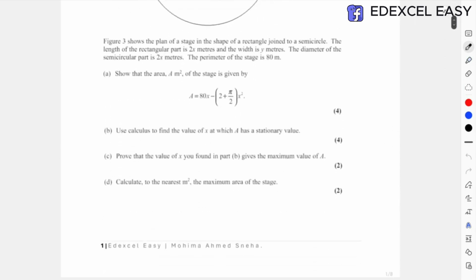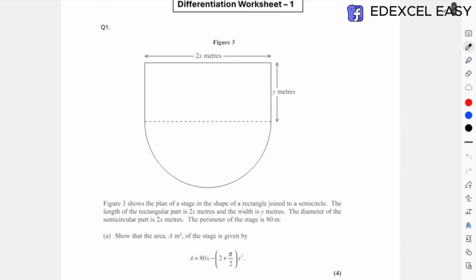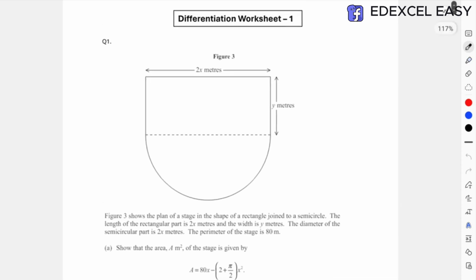So let's start. Now the problem is I do not have space over here to solve these questions, so I'll be taking parts of each question and solving them in the other PDF.